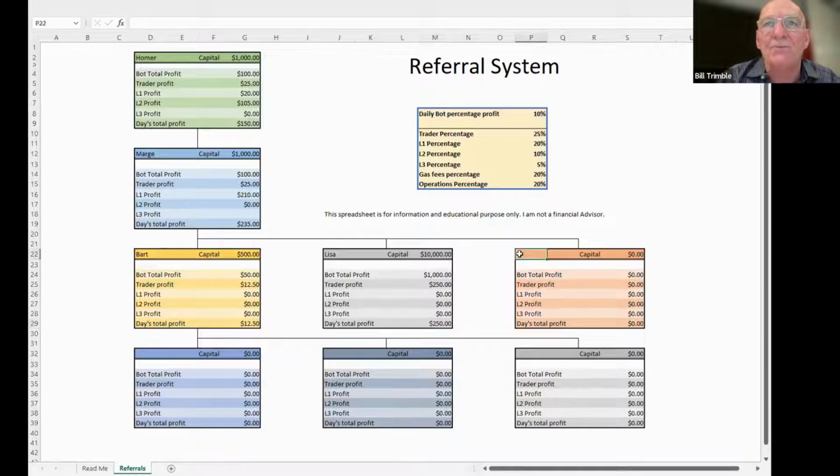So what I'm going to do is populate this now. Let's say Maggie's working in McDonald's or some fast food restaurant, so she can only afford $100. Even though she's only got 100 in, the total bot profit is $10. 25% of that is $2.50, so she makes $2.50 a day. So if you look up here now, Marge has made money off these three. On her level 1, Bart, Lisa and Maggie, she gets 20% of what they've earned. So she's earned $212. She only put 1,000 in, and on this day she's made 25 for herself, 212 for her level 1, her direct referrals.